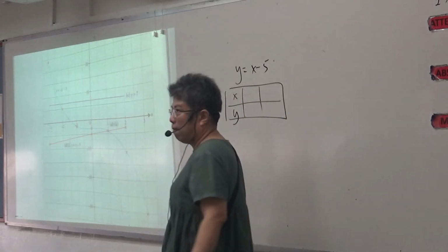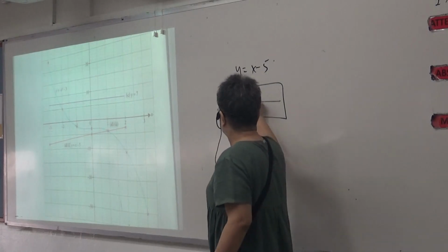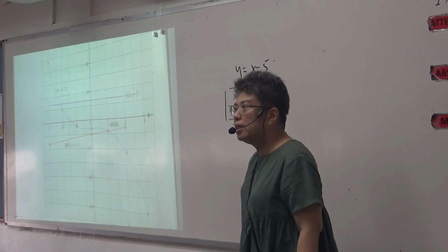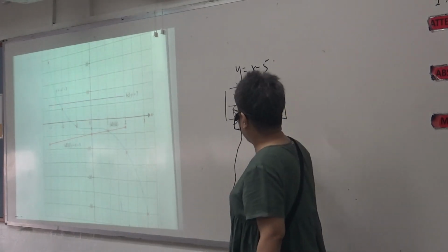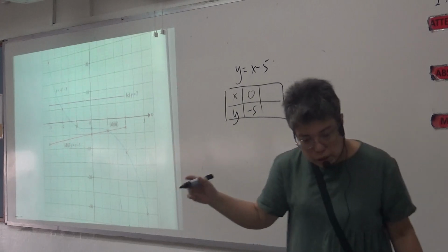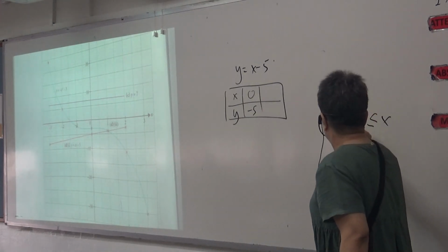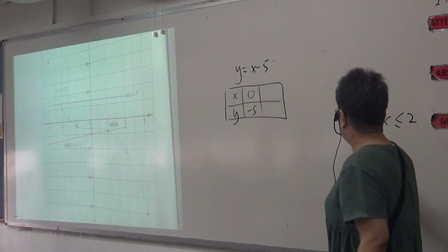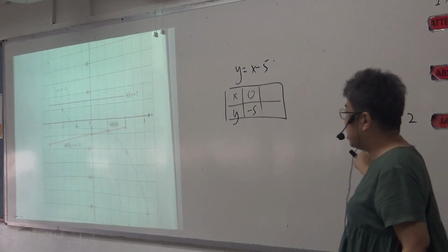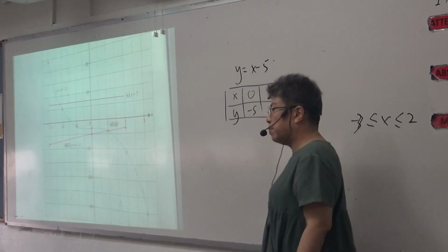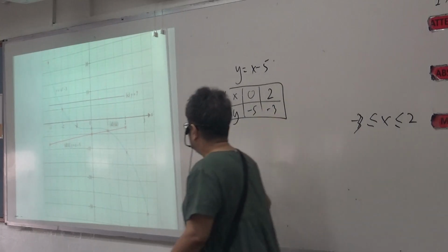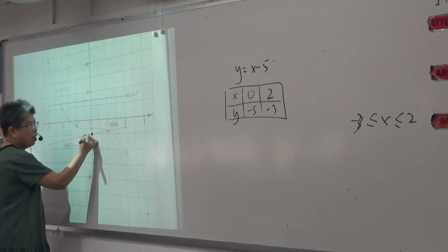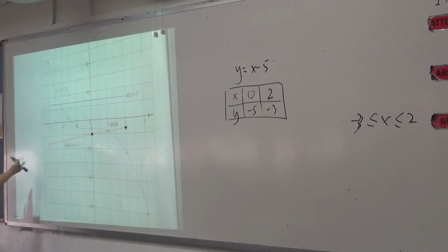You put x, y. A very convenient point to choose is 0. When x is 0, what is my y? Negative 5. Okay? Another point maybe you can choose, because they say the range is from negative 3 to what? 2. So you must choose within this range. Let's say I choose 2. When it's 2, what's my y? Negative 3. So, can you see, you will get this point, then you just have to draw.